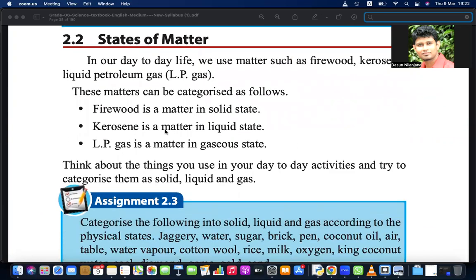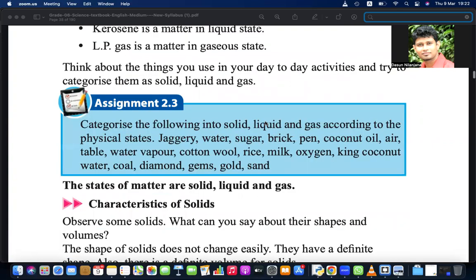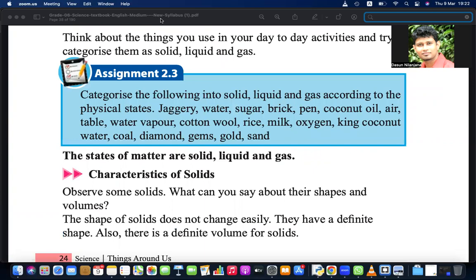The next thing is the states of matter that we have discussed. Can you remember the states? What are the three states related to matter? Solid, gas, liquid. Very good. Solid, liquid and gas are the three states that matter can have. The solid state, the liquid state, the gaseous state.